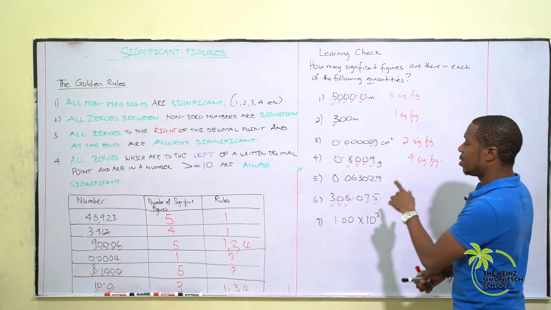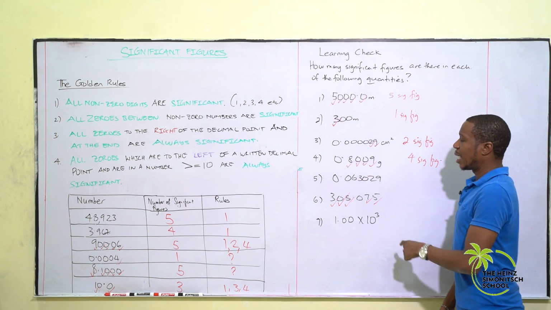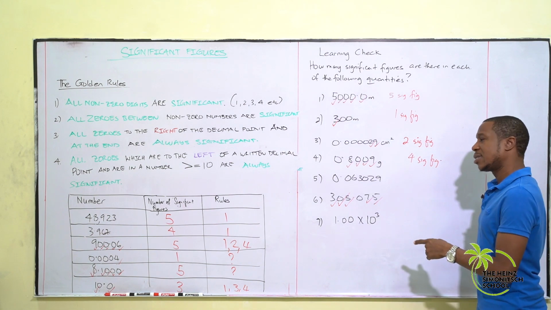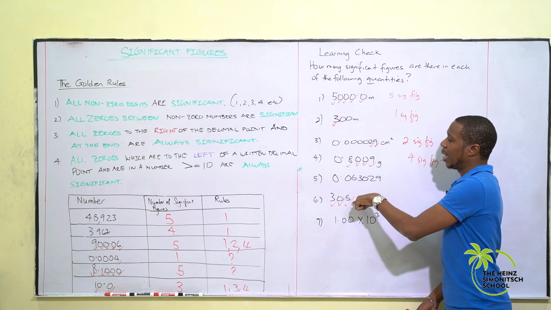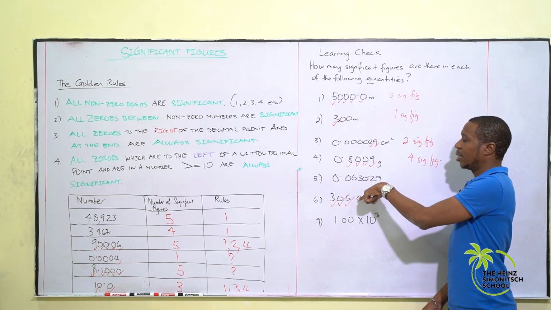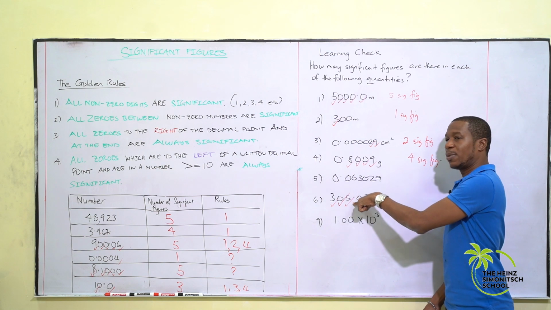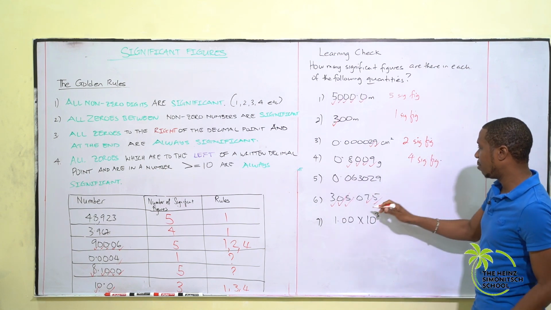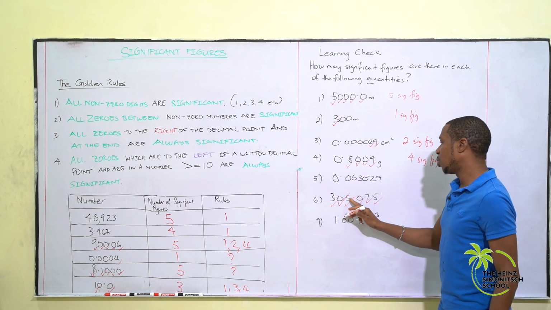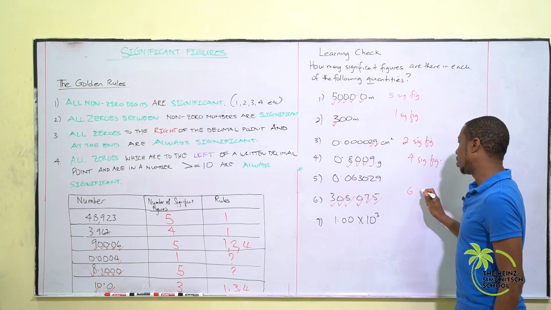Now this 0, for example, exists between two non-zero numbers, so it will therefore be significant. And this 0 here is actually significant because it is a 0 that comes after a decimal point that is within a decimal, and we consider that to be significant. So therefore, we have 1, 2, 3, 4, 5, 6 significant figures.